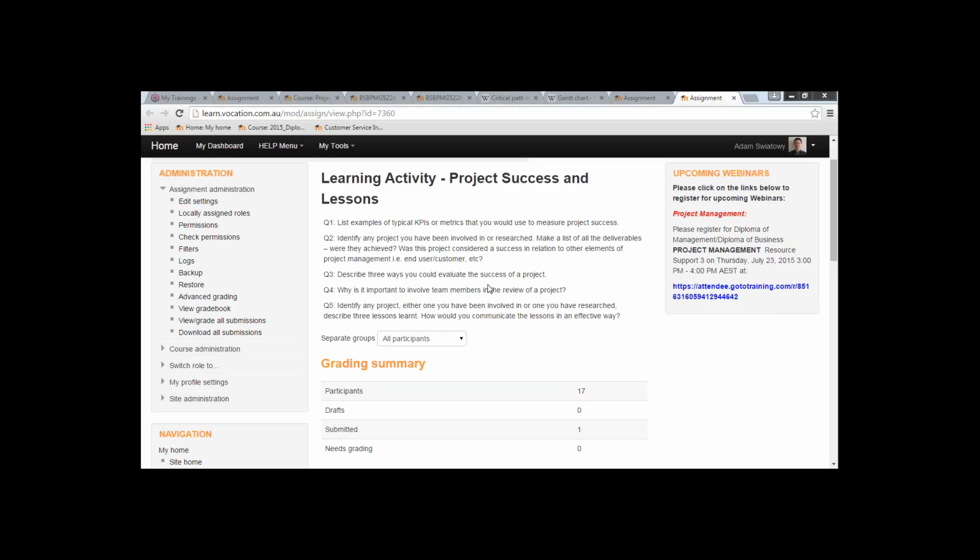So that's question one. Just talk about a couple of ways that you could measure. Give me a couple of examples of KPIs that you would use to measure the success of a project. The next question talks about a list of deliverables on a given project and whether they were achieved. A deliverable usually has a due date and it's a tangible thing. It's something that you can usually touch and feel.